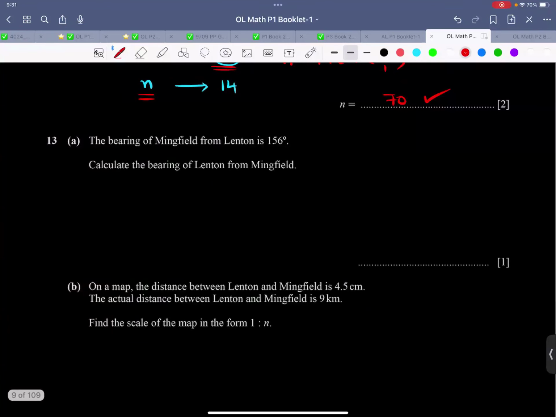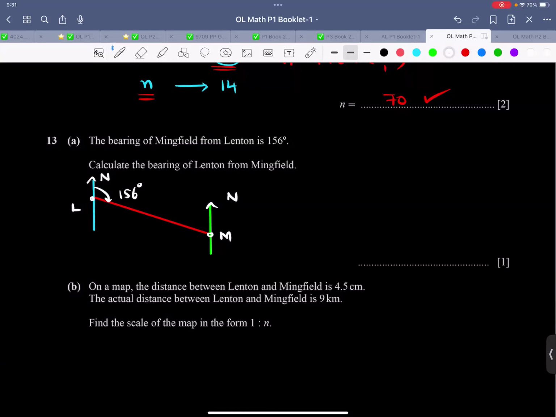Question 14. The bearing of Mingfield from Linton is 156. Now, I just need to draw a small diagram. It's not a scale diagram, just to give you a rough idea. So let me draw a north axis over here, and let me draw another north axis over here. Now, bearing of M from L. So this is L. This is north. This is M. This is north again. This angle is 156. We have seen many diagrams like this.